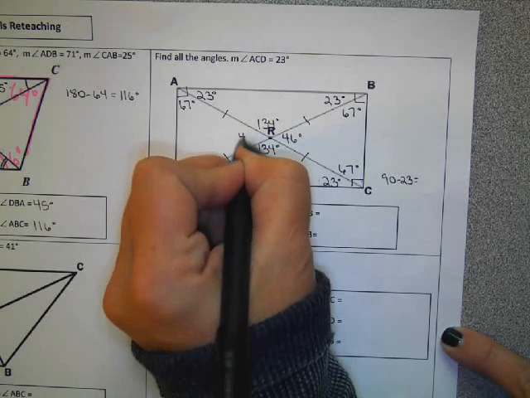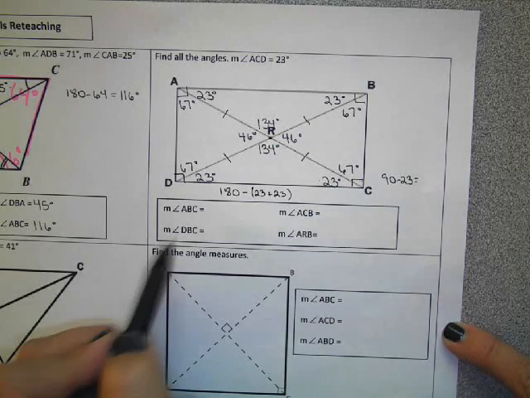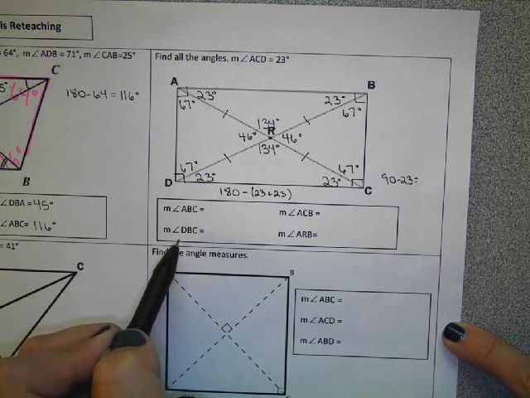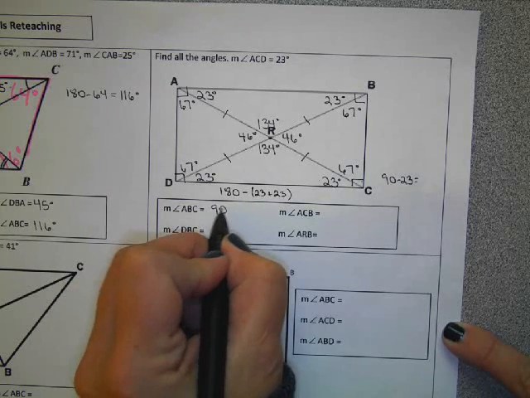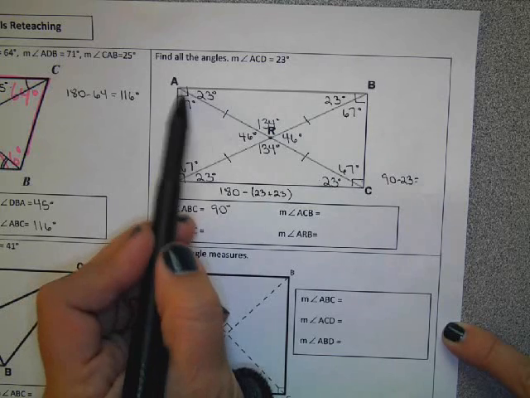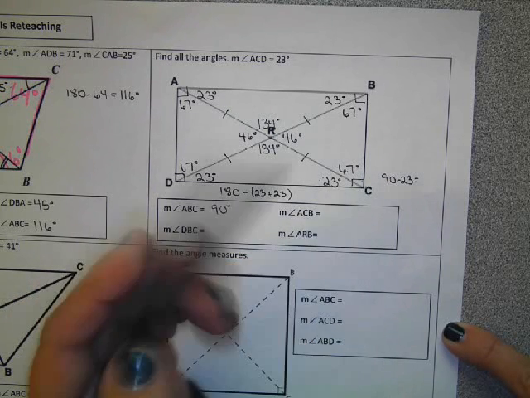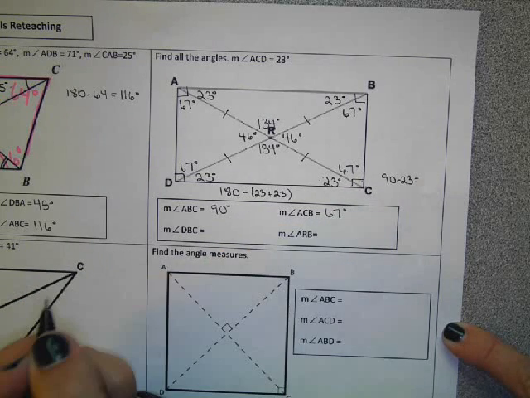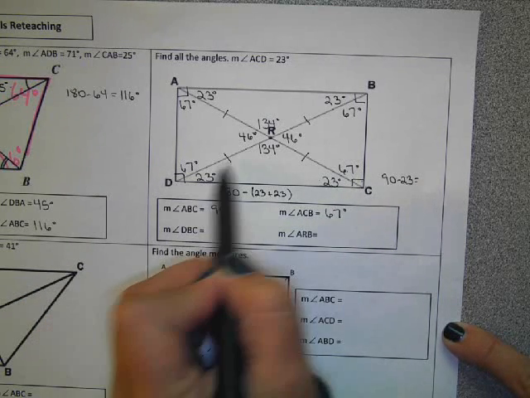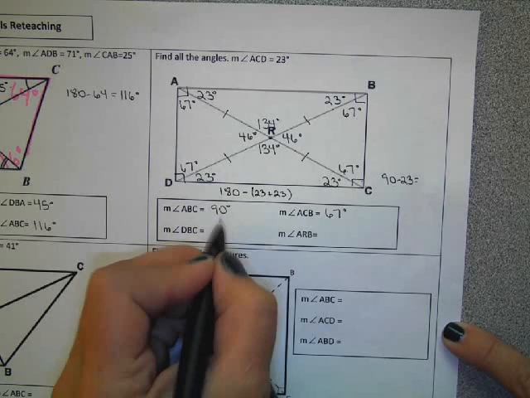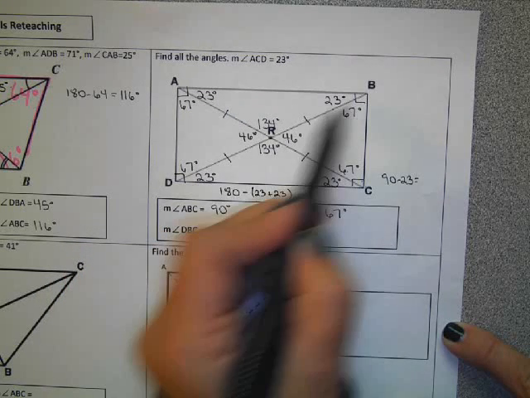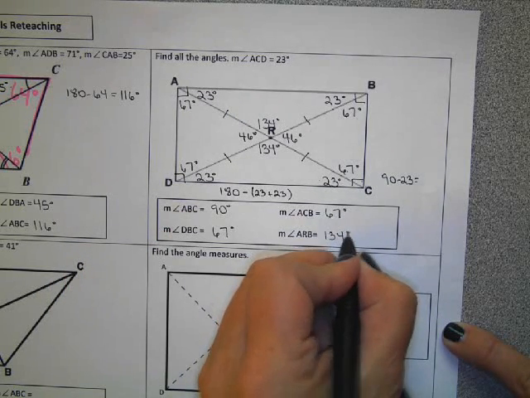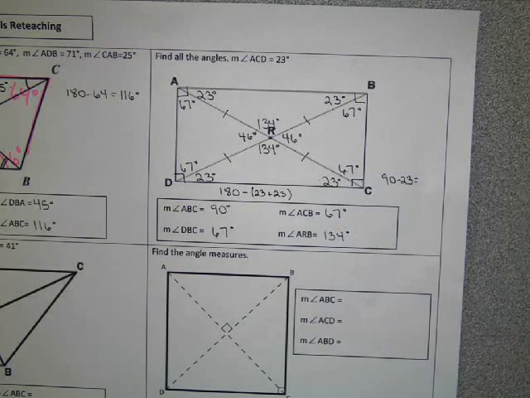So if we want to fill in the angles that we're being asked for, angle ABC is the entire corner, 90 degrees. Angle ACB is here, 67 degrees. Angle DBC also 67 degrees. And angle ARB, 134 degrees. So rectangles are a little bit less complicated than parallelograms. There's fewer pieces of information.